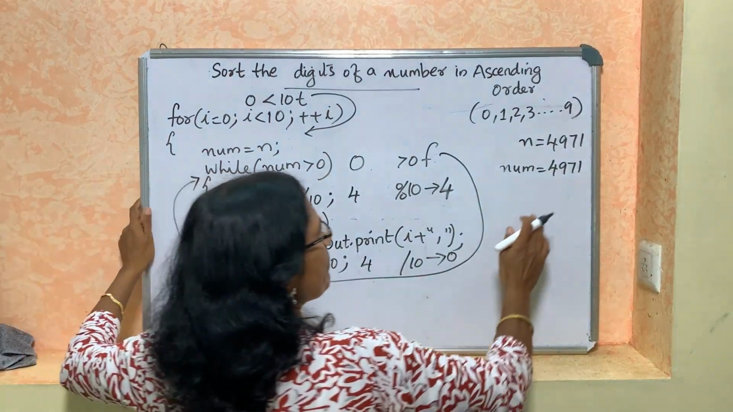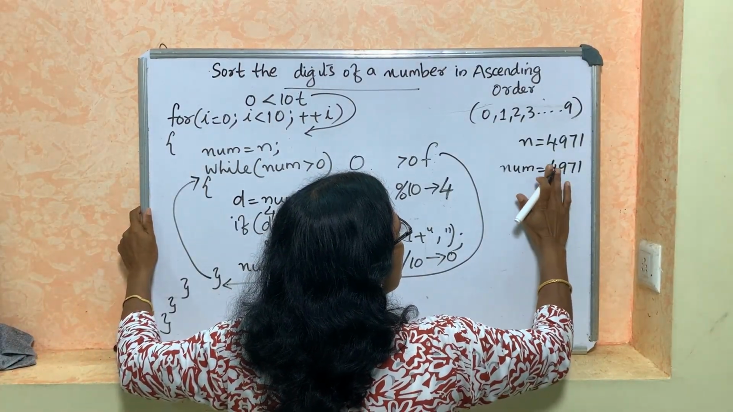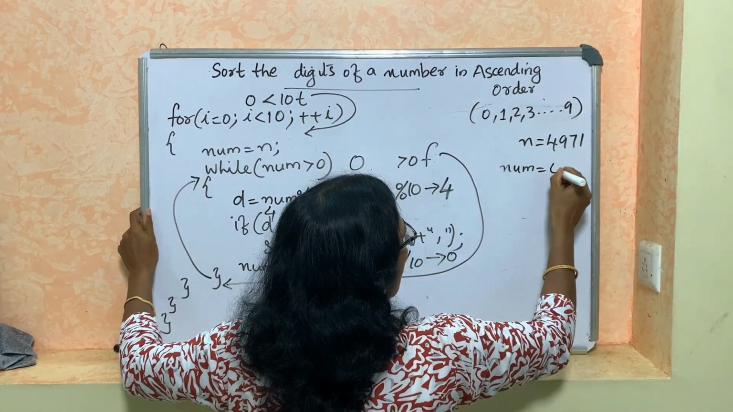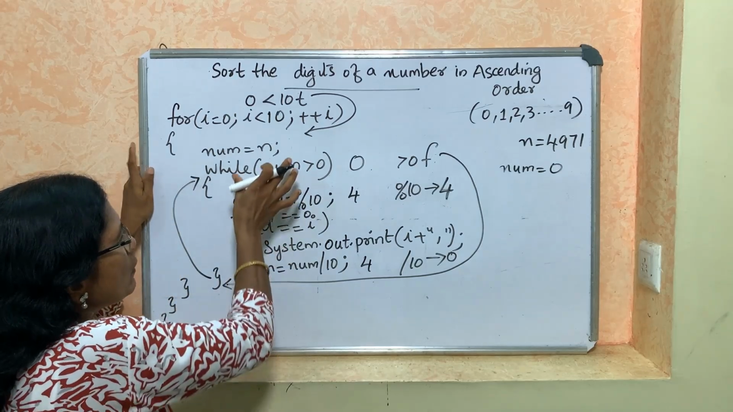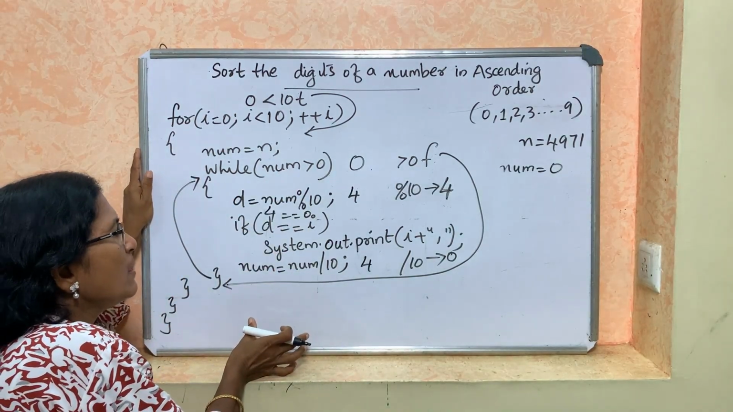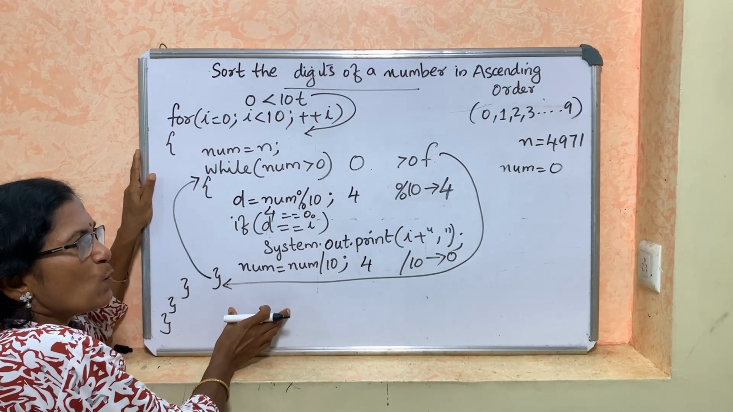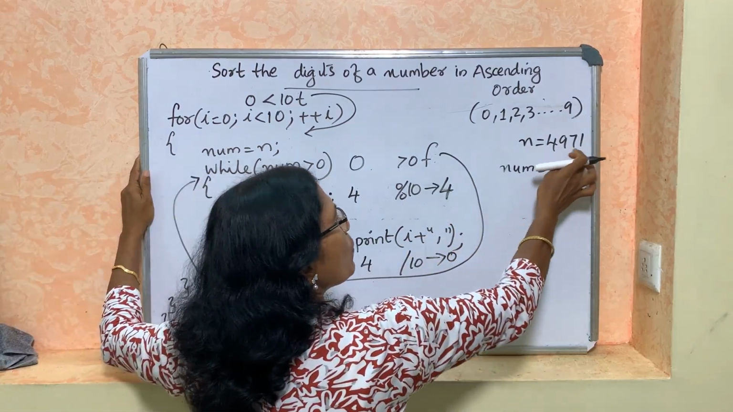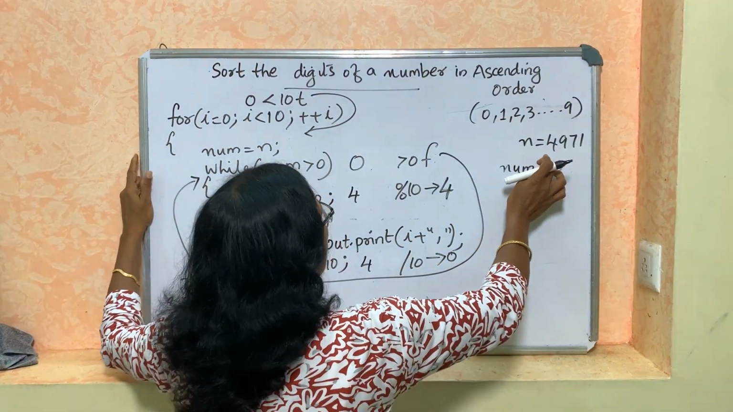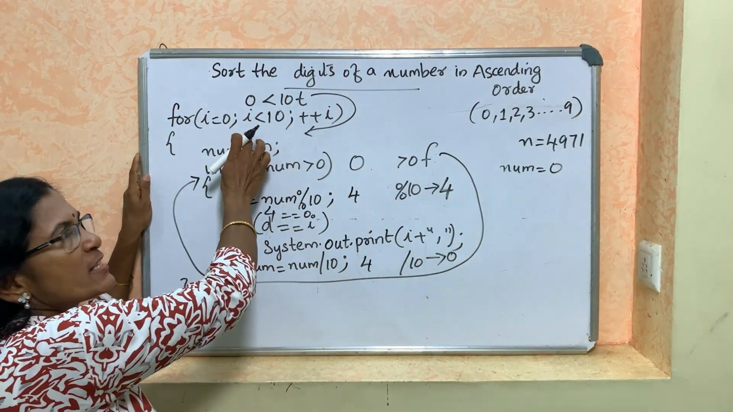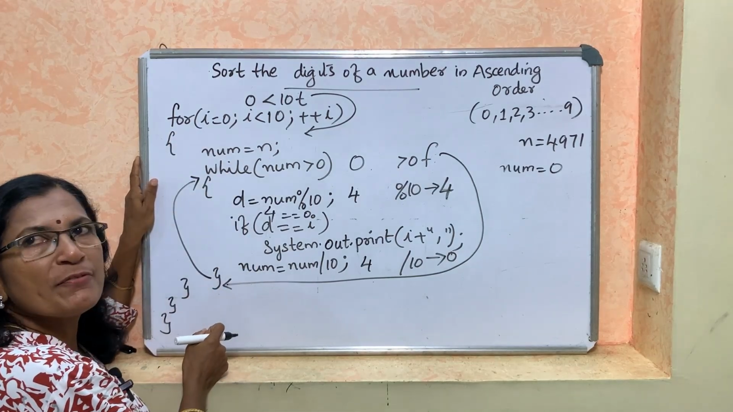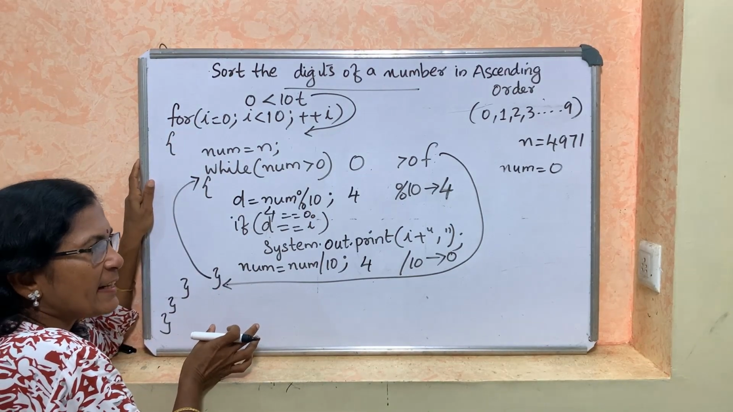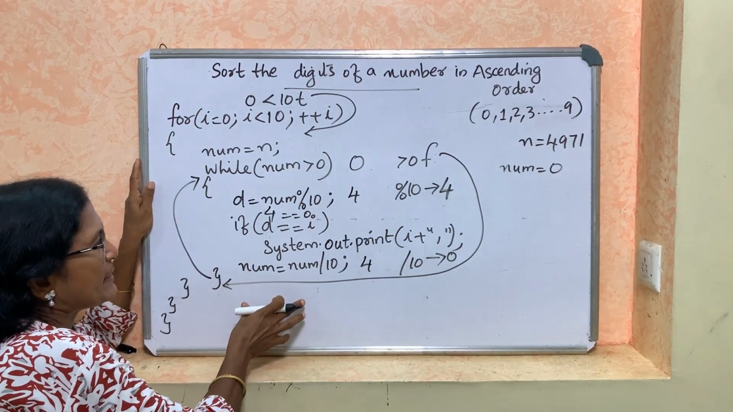So control goes out of the while loop. Now the value of num is reduced to 0. So when the while loop completed all its iterations, we have extracted all the 4 digits of num and checked whether each is 0 or not. We couldn't find the occurrence of 0 in the number, so no digits are printed.